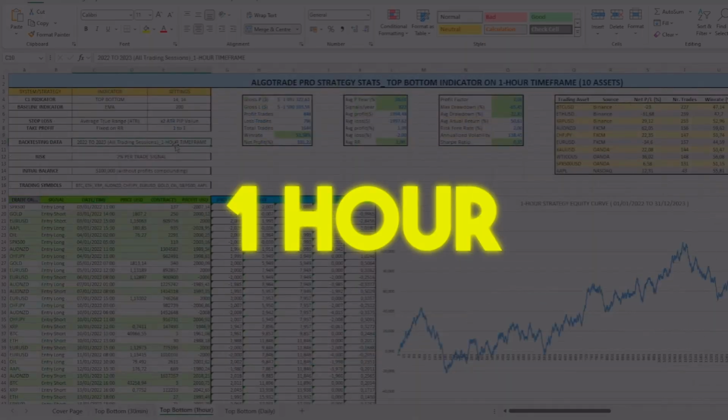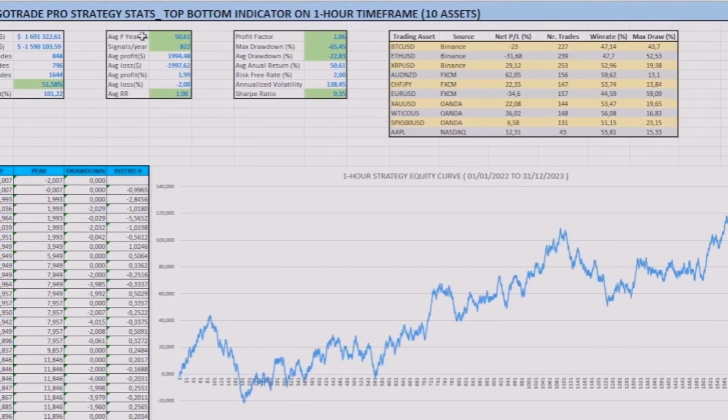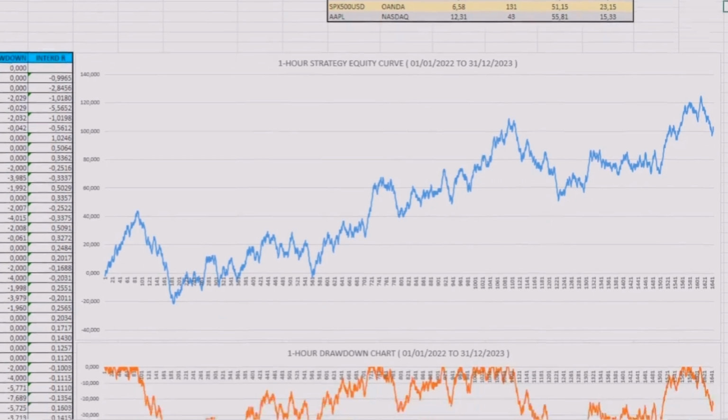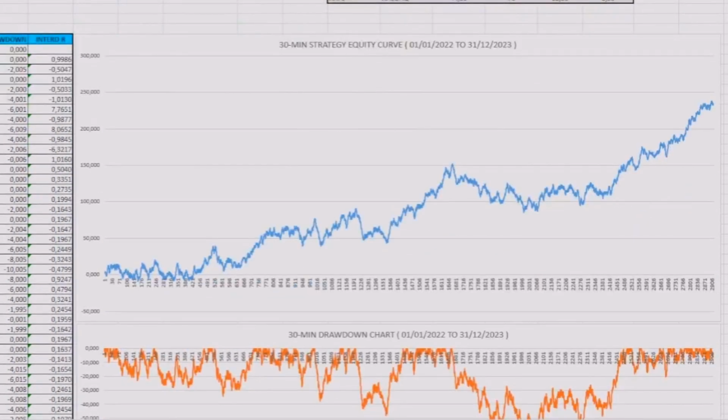Next, in the 1-hour time frame, after 1,600 trades, the indicator achieved a win rate of about 51.58% and a net profit of 100%. Again, here you can find other metrics and also the results from every asset. Looking at the equity chart, it was similar to the previous one, but with larger periods of drawdown.